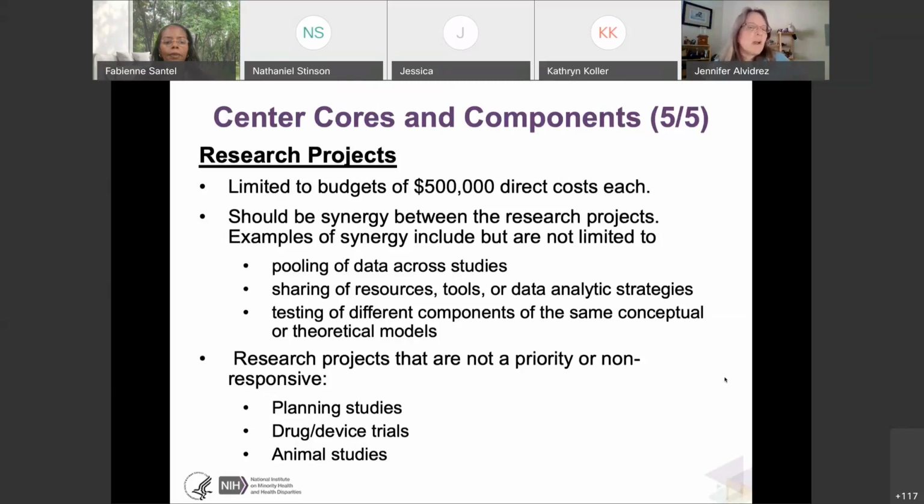Research projects that are not a priority or non-responsive are planning studies like R21 or R34 level studies where the intervention may not be specified and it'll be determined over the course of the project. We're really looking for fully specified shovel-ready studies like one would expect for an R01, and drug and device trials and animal studies are non-responsive.